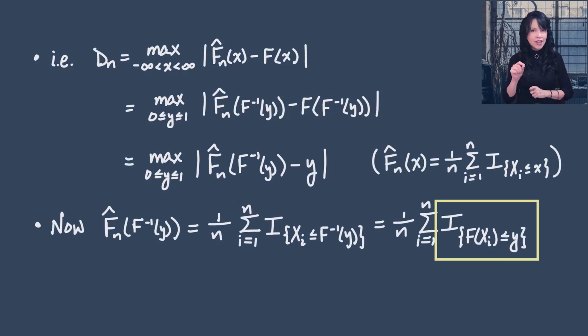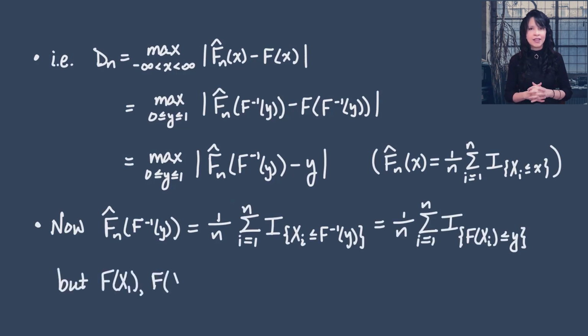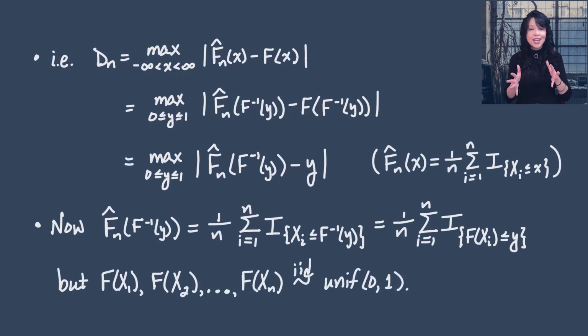When you plug a random variable into its own CDF, you get something that has a uniform 0, 1 distribution. I could make this whole analysis easier if I just replace this term right here with something like a capital U_i, where U_i has a uniform 0, 1 distribution.